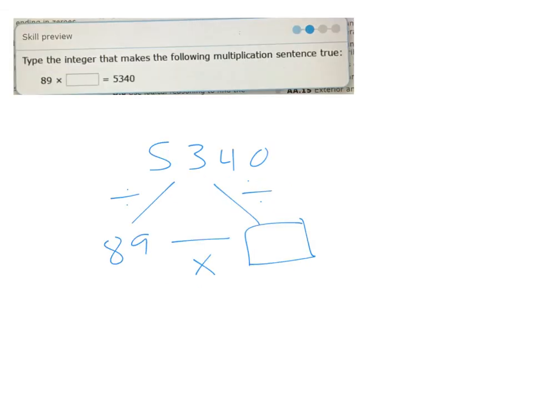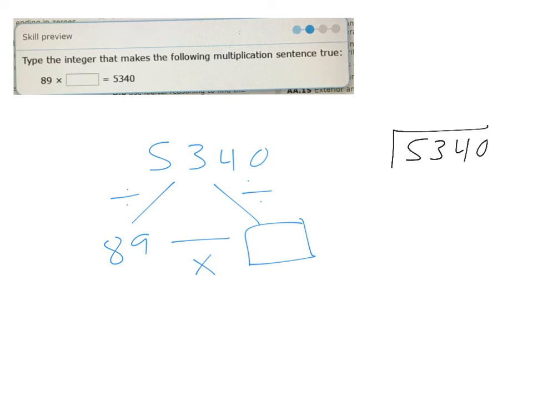In this last example, it says, type the integer that makes the following multiplication sentence true. 89 times blank equals 5,340. Obviously in this example, we don't know the answer off by heart. It's not a basic fact. So I've drawn myself my little triangle, because that's the easiest way for me to visualize it. I can figure out the missing piece by going 5,340 divided by 89. I'm just going to do that over on the side here.